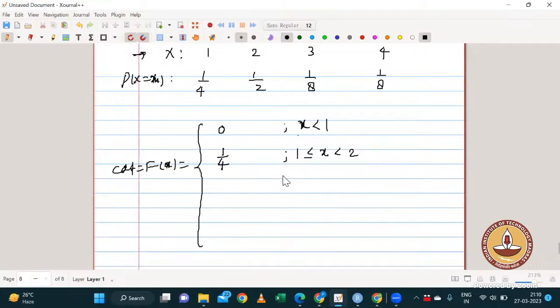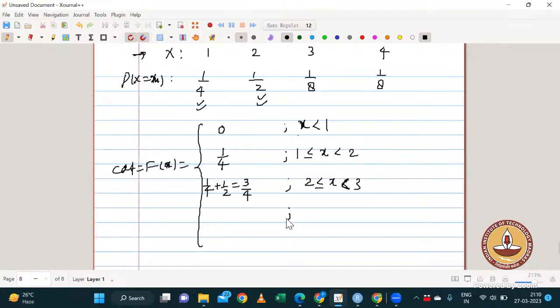Correct. What is the probability when x takes values from 2 and before 3? It's 3 by 4. Why 3 by 4? Because we have to consider before 3, right? That means we have to accumulate. We have to add this probability plus this probability. So it's 1 by 4, 2 by 4, it's 3 by 4. Is this clear for everyone?